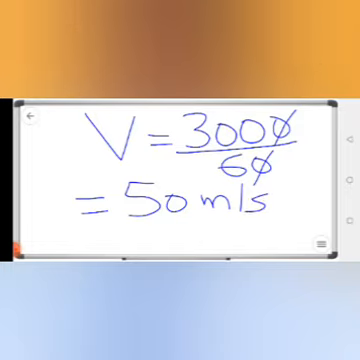If you don't want to write the m per s this way, you might as well write 50 ms raised to power minus 1. Simple, right?